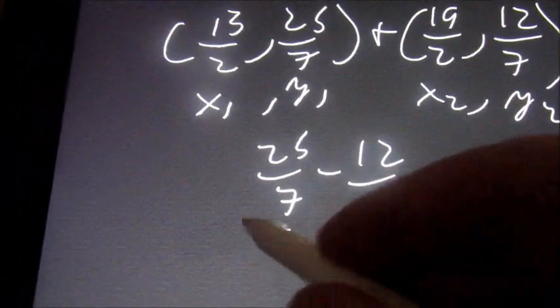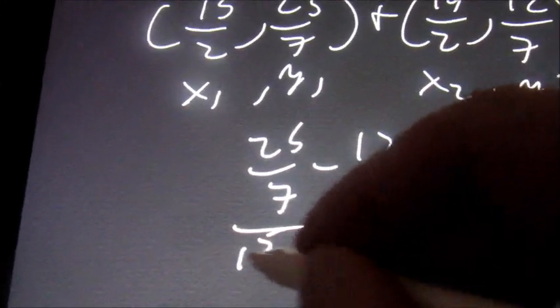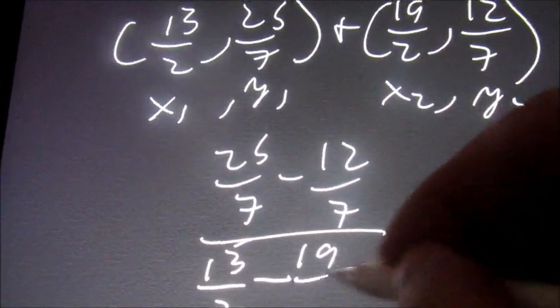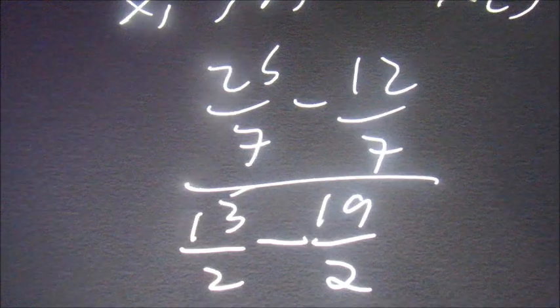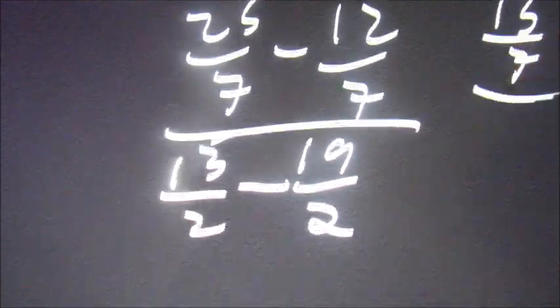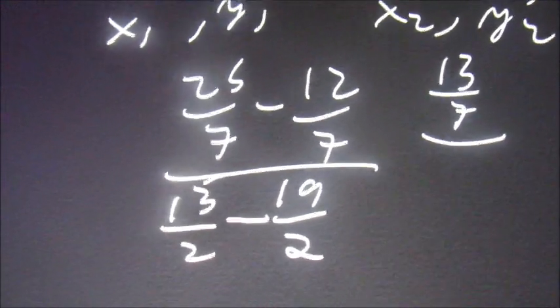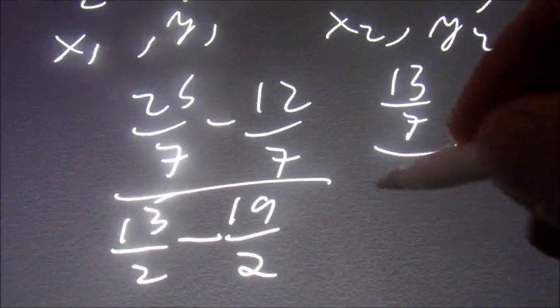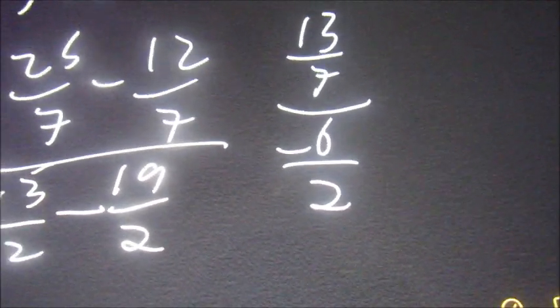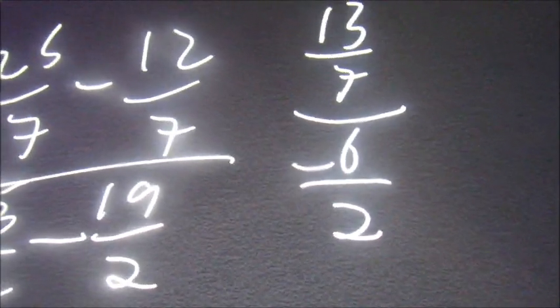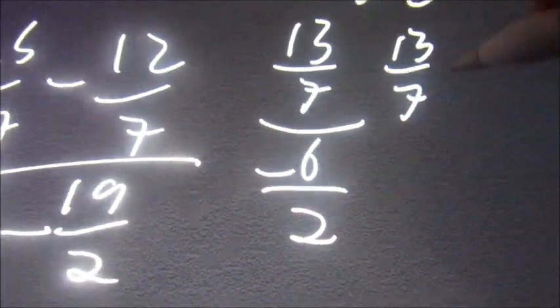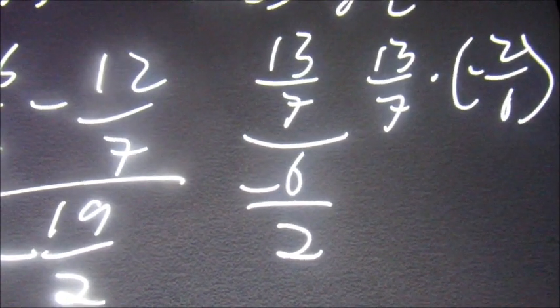So 25 over 7 minus 12 over 7 all over 13 over 2 minus 19 over 2. Now I'm going to do my subtractions. 25 minus 12 is 13 over 7 divided by 13 minus 19 is negative 6 over 2. Now, to divide these, we're going to do what we did before and flip the second one, turn it into multiplication. So we have 13 over 7 times negative 2 over 6.